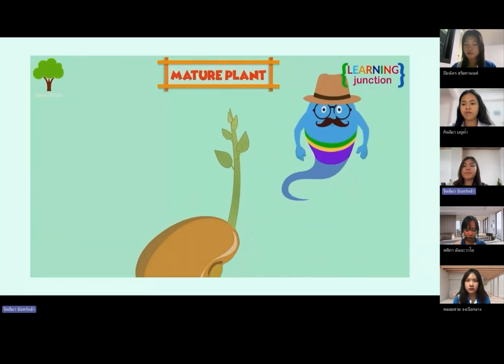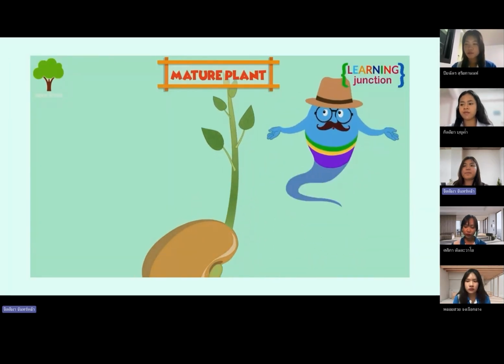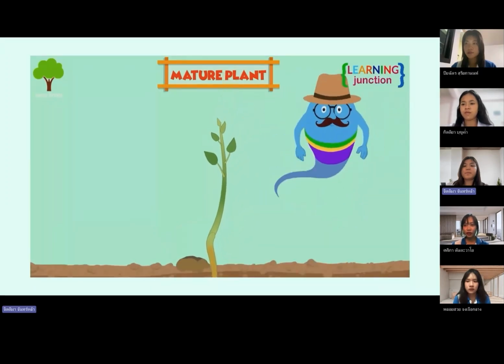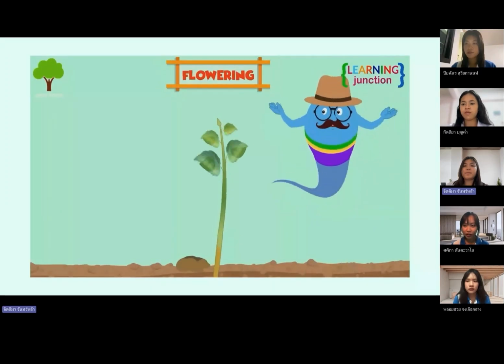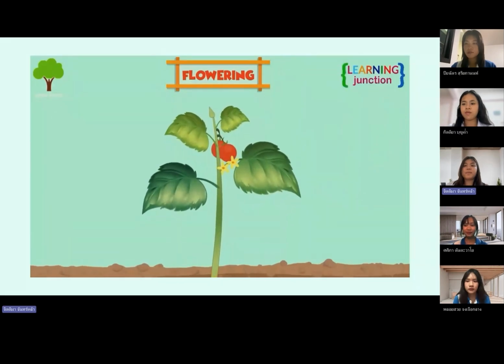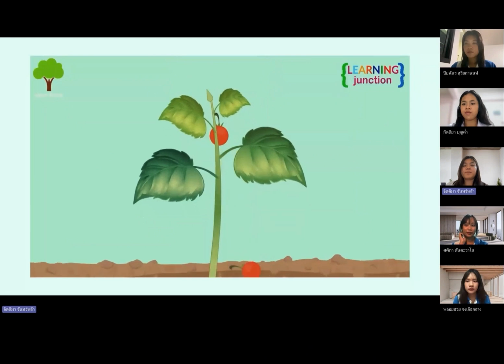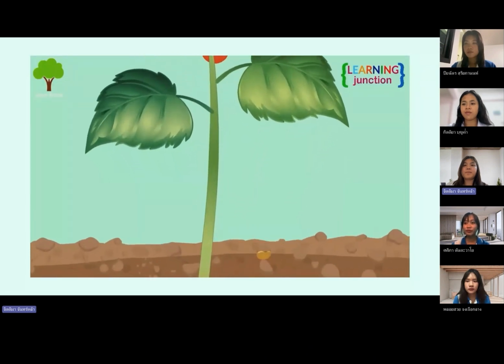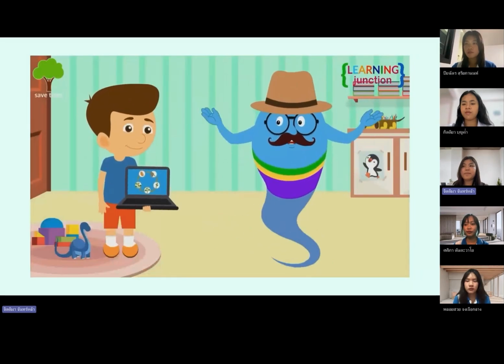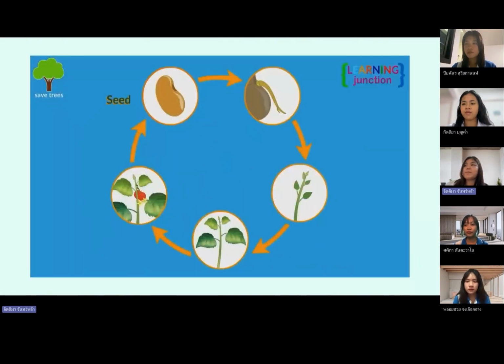Mature plant. In this stage, the seedling continues to grow into a full mature plant with roots, stems, and leaves. Flowering. The mature plant grows flowers. The flowers will produce seeds through pollination. When the seeds end up on the ground, the life cycle starts all over again. Open the diagram of the life cycle of a flowering plant. Seed, germination, seedling, mature plant, flowering, and the same repeats again.